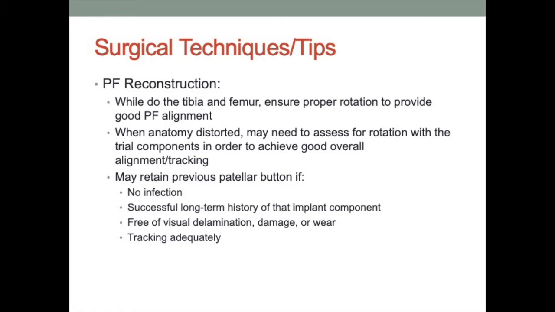For patellofemoral reconstruction, while doing the tibia and femur, ensuring proper rotation to provide good patellofemoral alignment is key. If the anatomy is distorted, you may need to assess for rotation with the trial components in order to achieve good overall alignment and tracking, and you may have to go back and recut your bones all over again. Don't be afraid to do that. However, if needed, you can always do a lateral release. You can change where you place the patellar button more distally and medially to help with tracking, so there are some other tricks you can do on the patellar side of things.